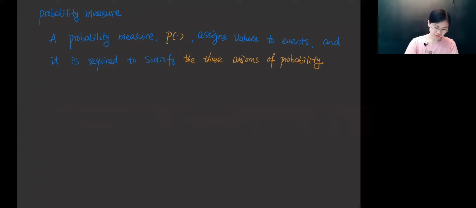These 3 axioms include, for example, the very basic one, positivity. Probability should not be negative, should be non-negative for any events that the probability measure assigns value to. This is a very intuitive requirement because a negative probability does not make much sense to most people.